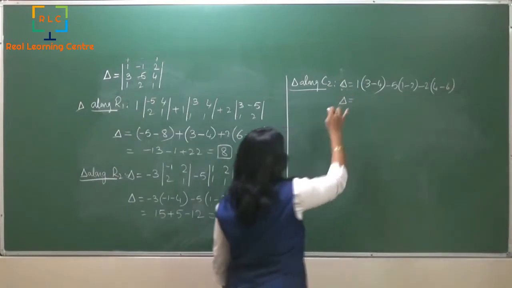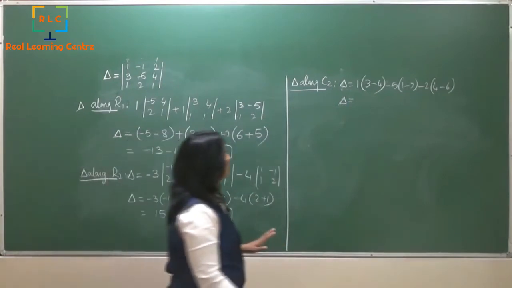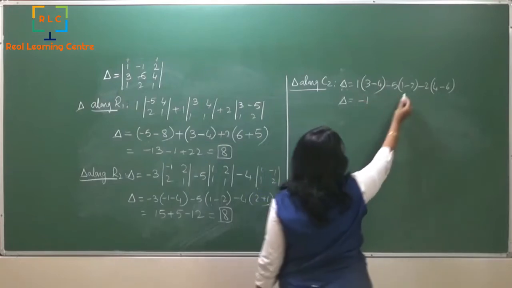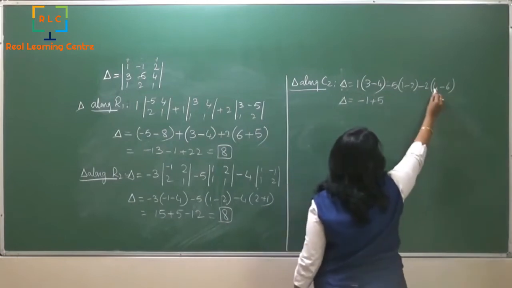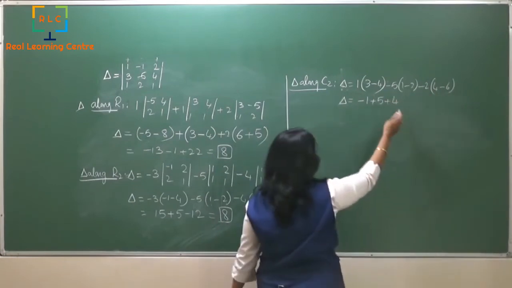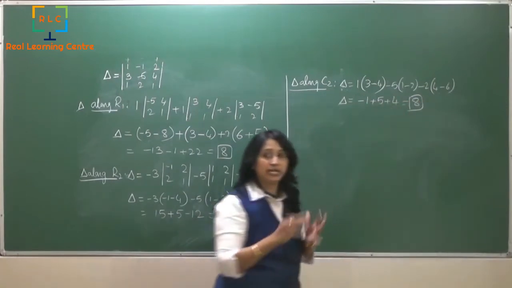Now what should I get? I should be getting this number 8 itself. So delta is equal to 3 minus 4, minus 1, into 1 is minus 1. 1 minus 2 is minus 1. Minus 1 into minus 5 is plus 5. And 4 minus 6 is minus 2, into minus 2 is plus 4. See, amazingly, 5 plus 4, 9 minus 1, this is equal to 8. Every time we get 8.